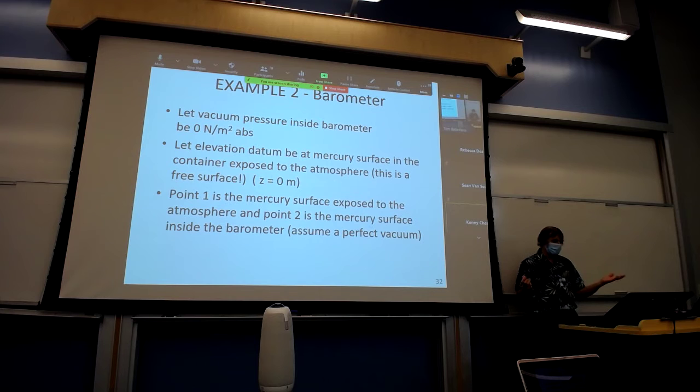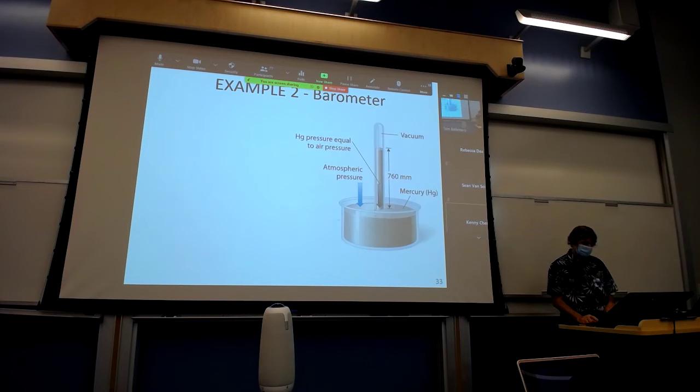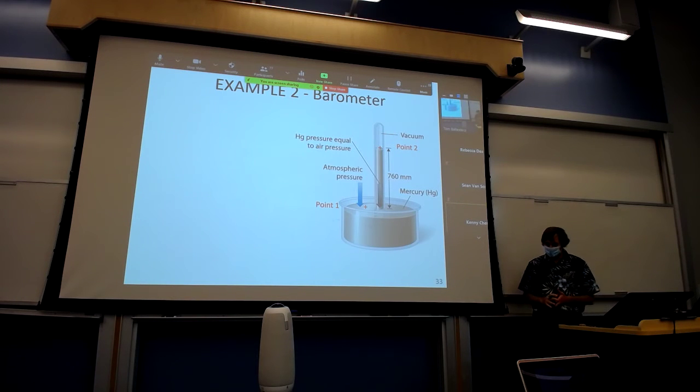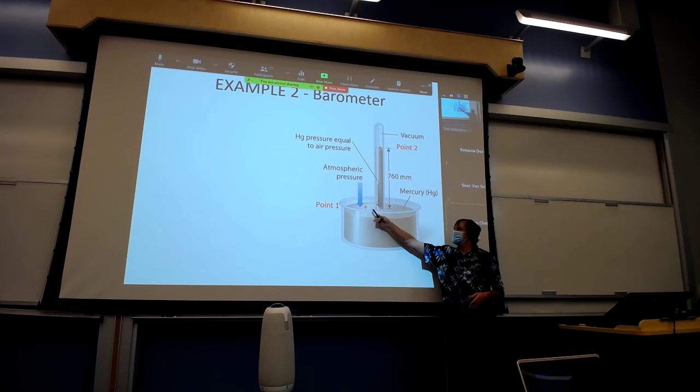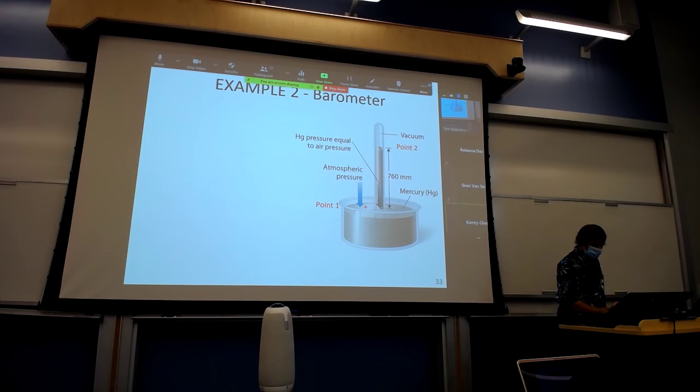So we're going to say point 1 is going to be that mercury surface exposed to the atmosphere, and point 2 is going to be the mercury surface inside the barometer at the very top of the barometer. So again, point 1 is at that interface, and point 2 is at the other interface. The difference between those two interfaces is that this one is at atmospheric pressure, and the other one again is at a perfect vacuum. And we set our elevation datum again at that free surface of mercury.